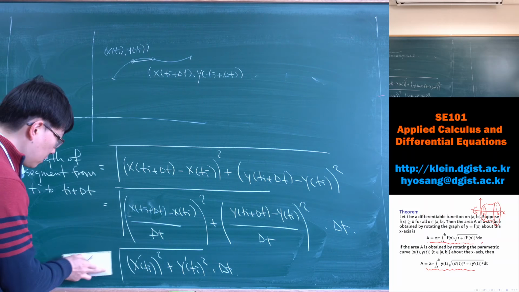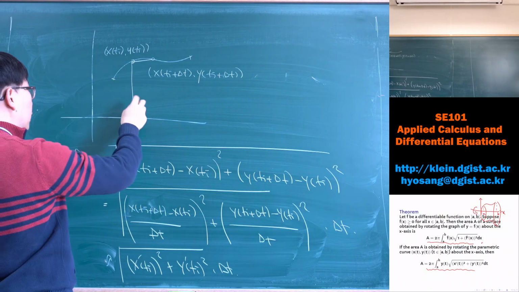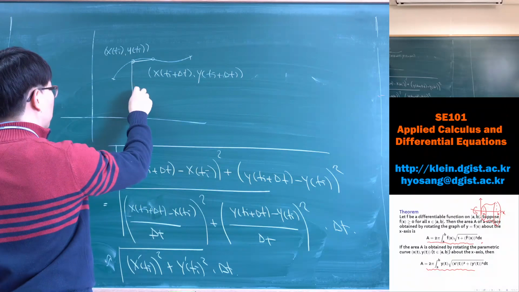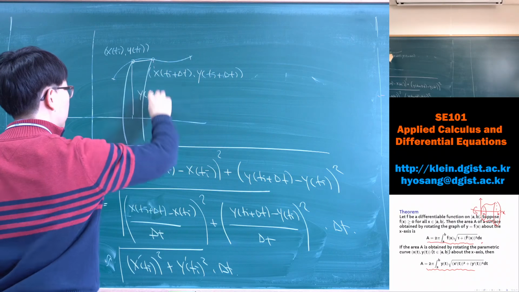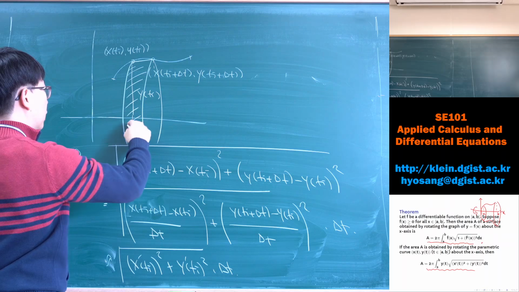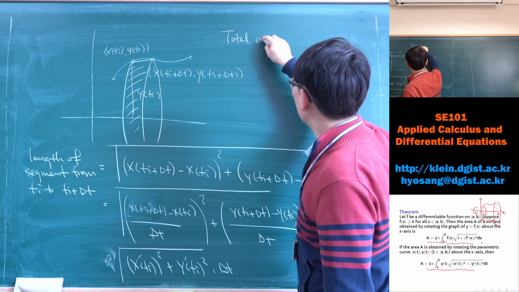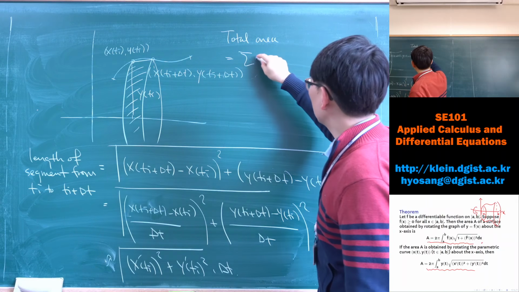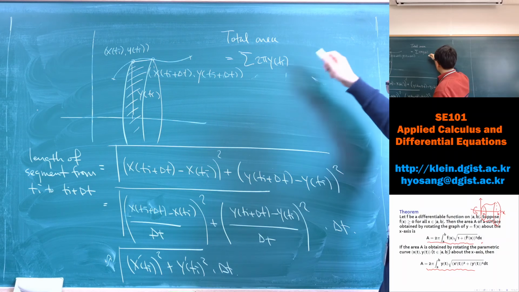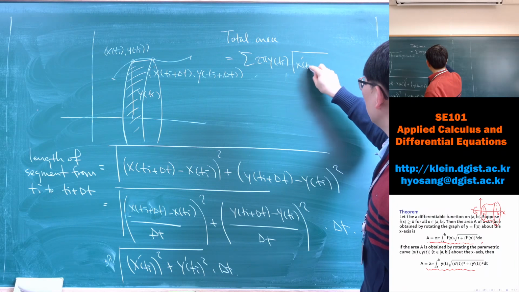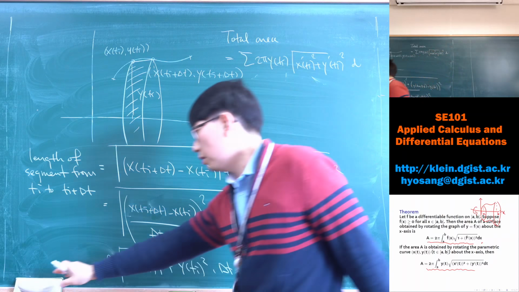Now, we're going to add this length by taking the radius at each ti as y(ti). Okay, so we're going to add the area of this surface, small segment. Okay, so total area is sum of all 2 pi y(ti) times the square root of x prime(ti) square plus y prime(ti) square, times delta t.